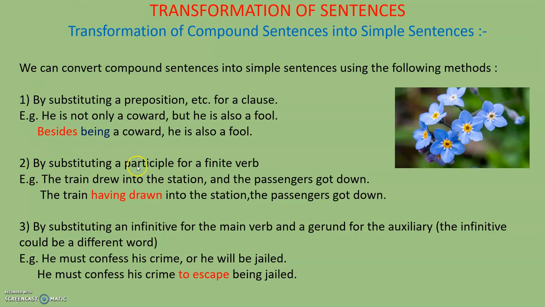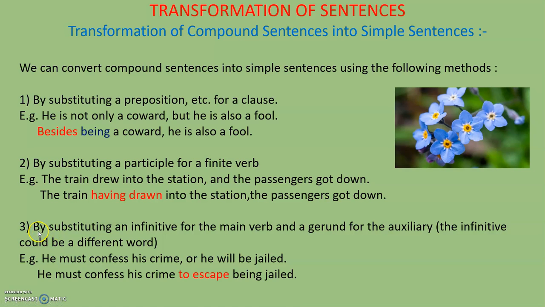Then next, by substituting a participle for a finite verb. Now, what are participles, children? ING verbs. You know that. Okay. Now, the train drove into the station and the passengers got down. So, this is a compound sentence, right? Because there are 2 independent clauses there. Then, the train having drawn into the station, comma, the passengers got down. Okay, so having drawn, you can see this ing. Okay, you have used what? Substituting means you have used an ing verb, that is a participle.